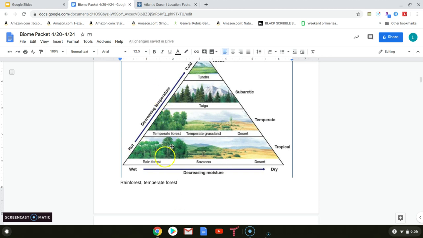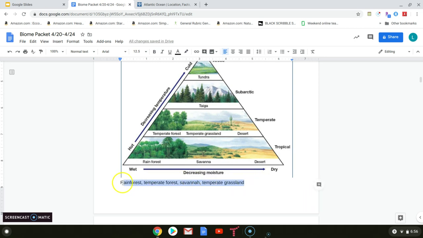I'll go back down. So maybe the next wet one, which one of these looks more moist? They look to be at about the same kind of moisture, but maybe not as hot. But temperate grassland's probably not as hot as savanna, so you want to say savanna, and then say temperate grassland. So if you want to do that, you can.